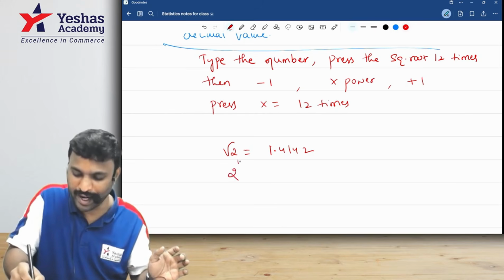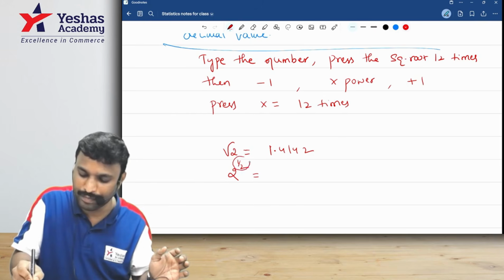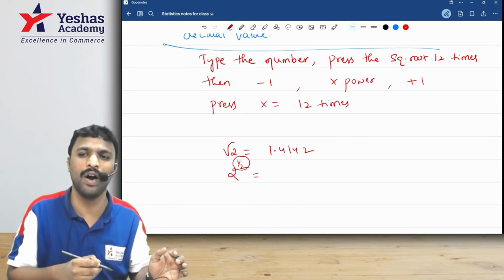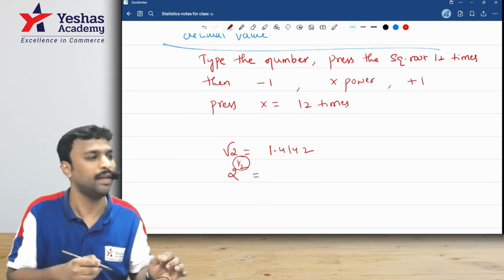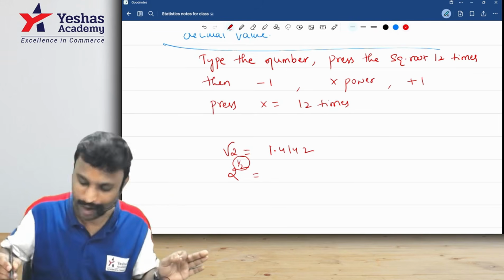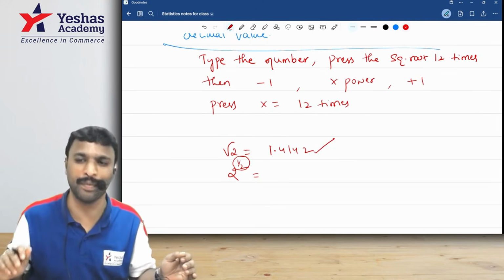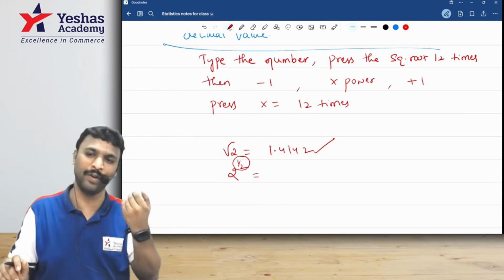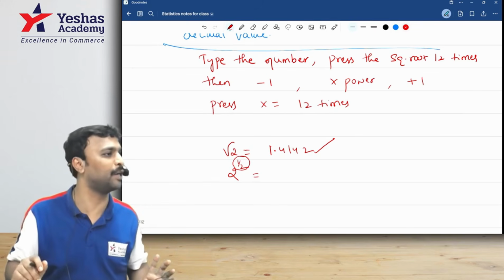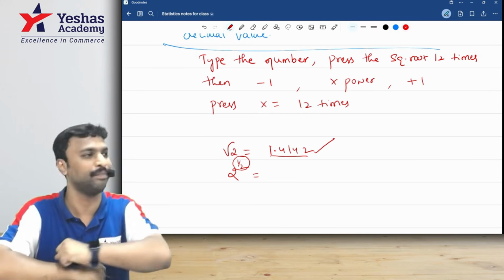Now, we are going to find root 2 in one more way since we know the answer already. What is that one more way? 2 power 1 by 2. Look at the power now: decimal value or whole number? Root 2 or 2 power 1 by 2, both are one and the same. In place of 1 by 2, it could be 1 by 3, 1 by 4, or 1 by 5 also. Why am I doing 1 by 2 only? Because I already know the value, so I can cross check by this method.